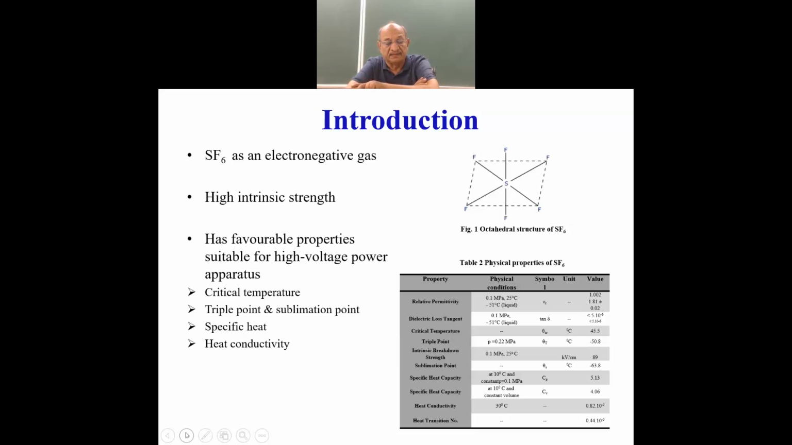And we can see the other properties of SF6 gas in the list here. Here are the details given for the properties of the SF6 gas, and these details are quite suitable for the application of SF6 gas in power systems.